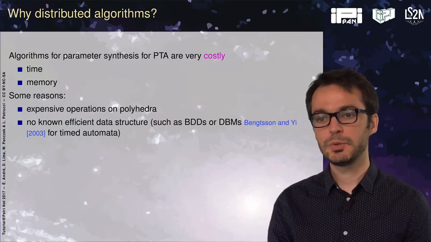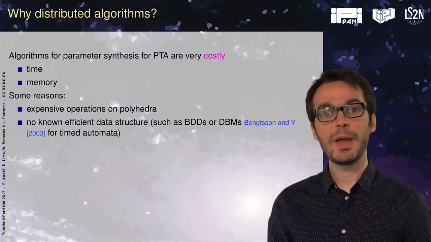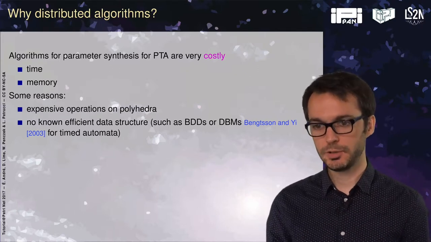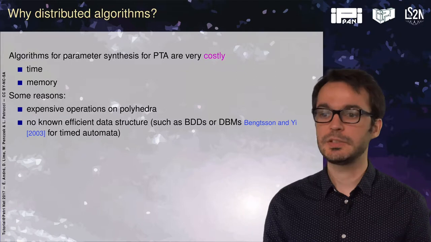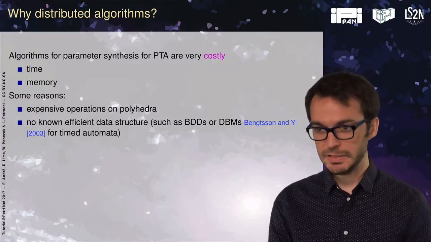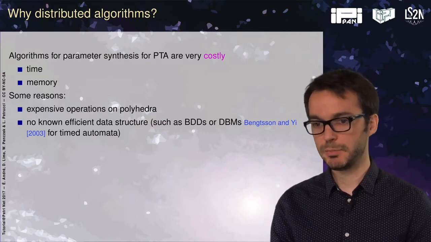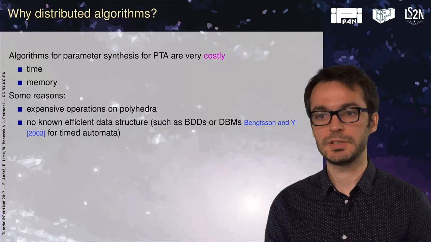Why? Because we do very expensive operations on polyhedra. And there is no known efficient data structure for parametric timed automata. This is in contrast with untimed systems, where we can massively use BDDs, or in contrast to timed automata, where we can massively use DBMs, which are very efficient in both cases.